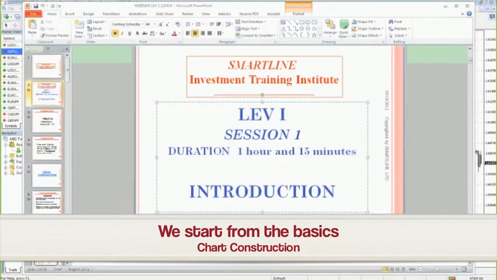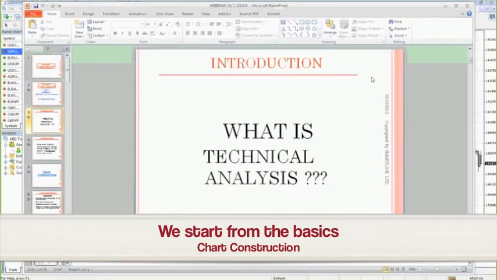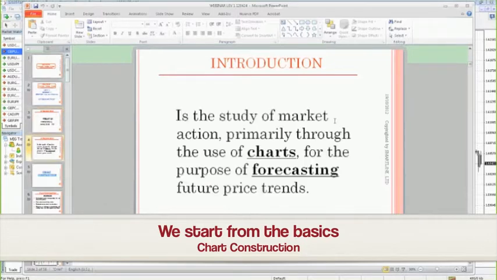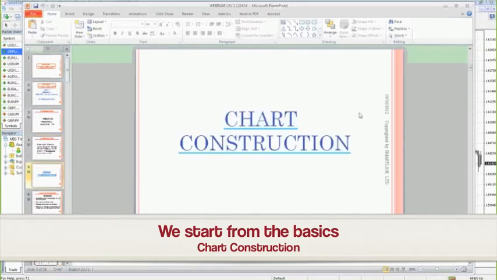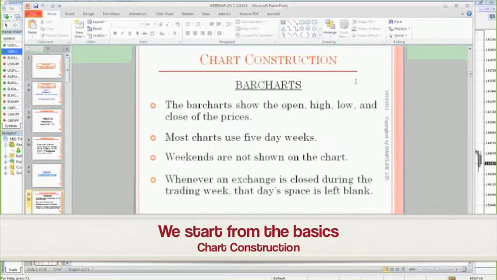The basic thing. So what is technical analysis? Technical analysis is the study of market action using charts in order to forecast future price trends. By trends, we mean the direction of the market. Since we are using charts, I find it necessary to explain how we create them.